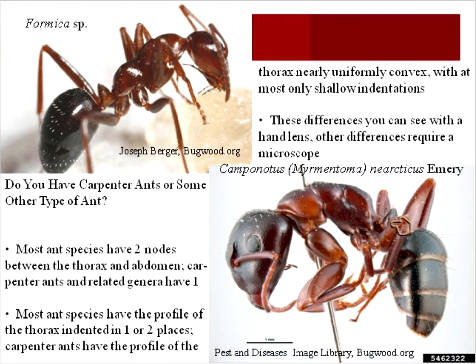The other difference is that in most ant species, when you look at the thorax in profile, there are usually one or two indentations, see here, or the different sections of the thorax are on different planes from each other. Whereas with carpenter ants, the profile of the thorax is almost a uniformly convex curve with marked demarcations between the sections of the thorax, but no deep indentations visible in the profile. So this will help you distinguish carpenter ants from most other kinds of ants. There are a few additional differences, but most of them are not visible except under a microscope.